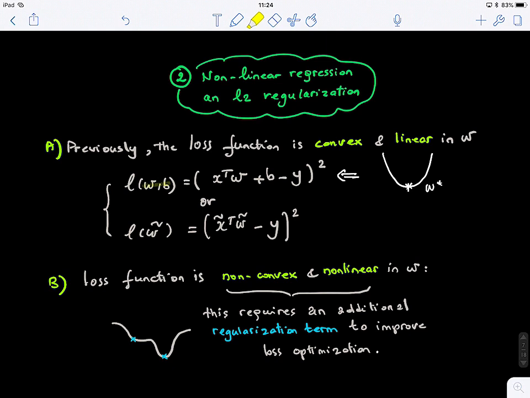So the first one, we defined our loss in function of W and B, but then we proposed a compact form where the W tilde is defined using the B scalar value, or the bias, and the W vector, the weight vector. Okay, so now what we'll look at is minimizing a non-convex regression problem, or a nonlinear regression problem.